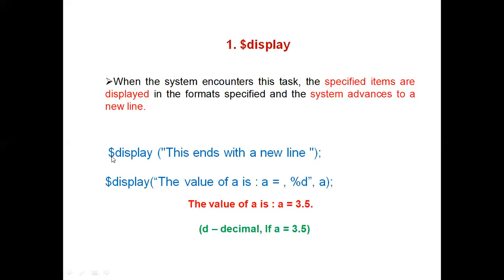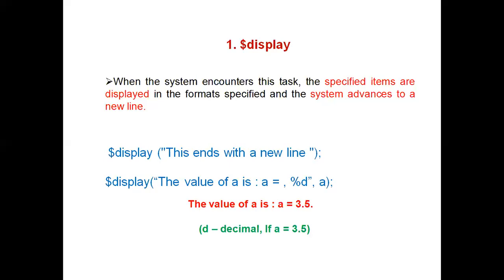Now what is this one? $display within brackets some quotes: "this ends with a new line". So whenever the system encounters this task, after execution what will we get? We'll get on the screen: this ends with a new line. So whenever it is executed, we will get this message on the screen.